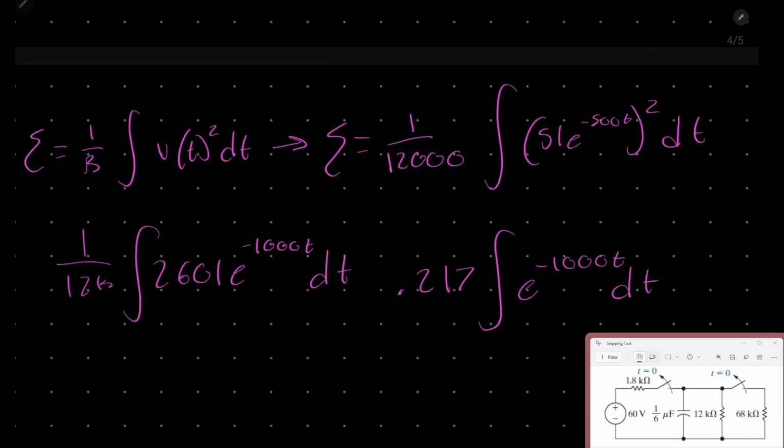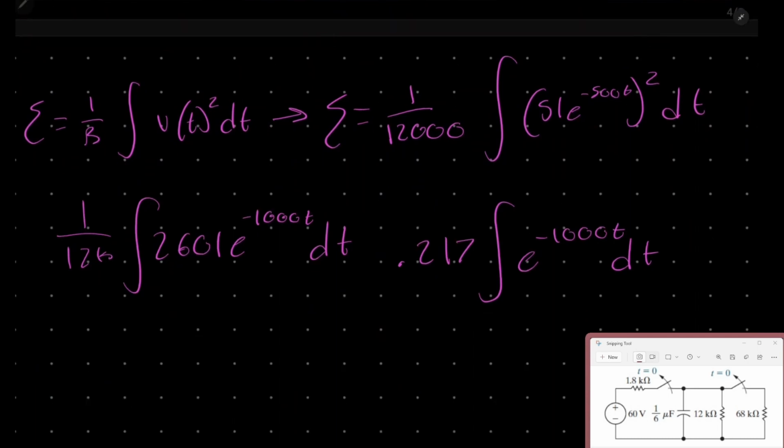Now, I haven't written them yet, but we have to remember that we are trying to find the energy 1.6 milliseconds after the switch is open. So our parameters are going to be 0 to 1.6 milliseconds.